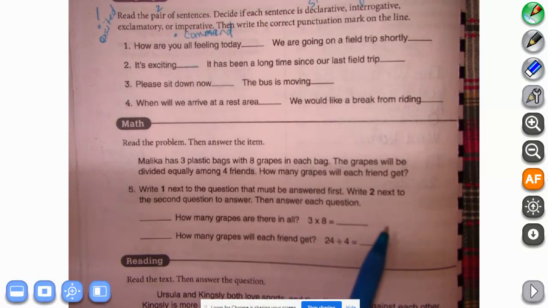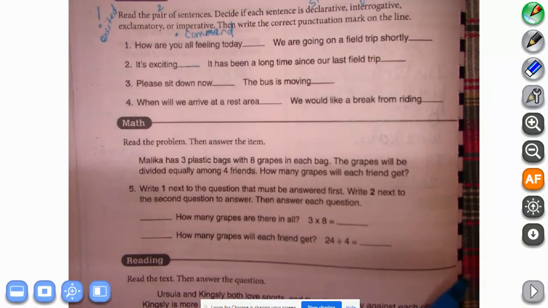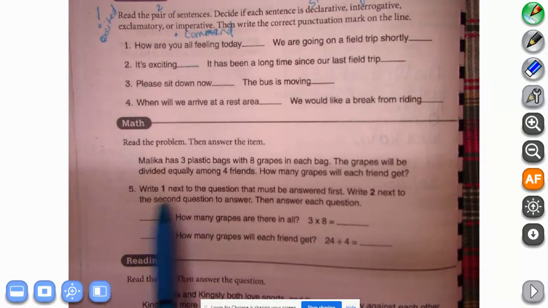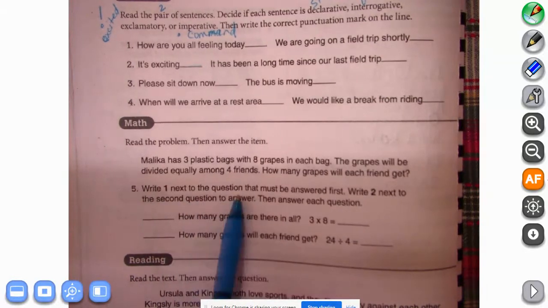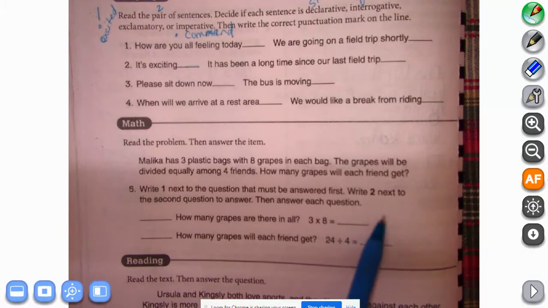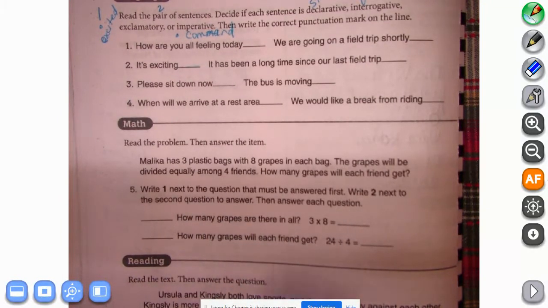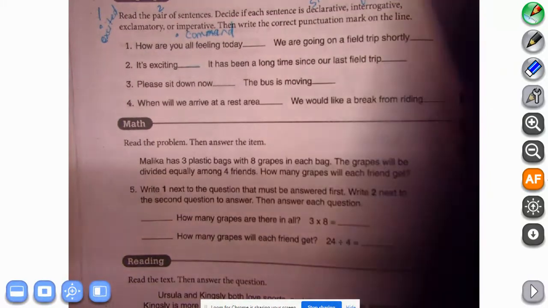So we have a division problem. 8 total grapes divided among 4 friends. How many grapes will each friend get? Write 1 next to the question that must be answered first. Write a 2 next to the second question to answer, then answer each question. All right.